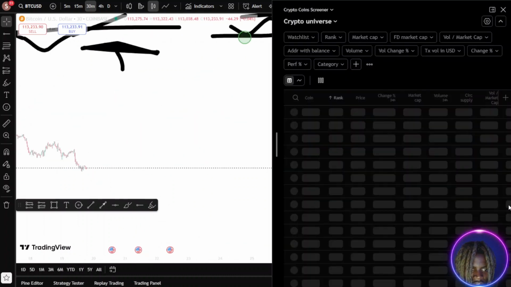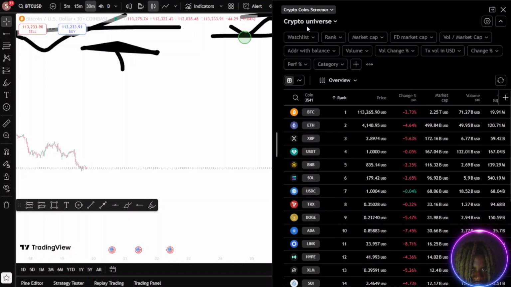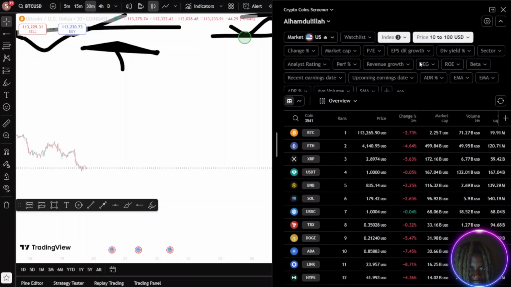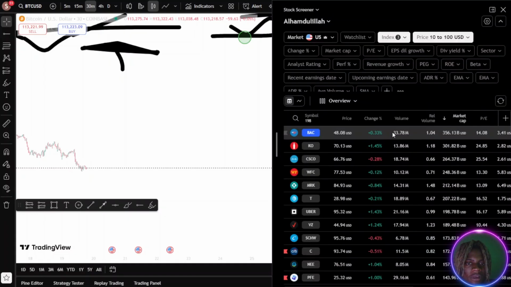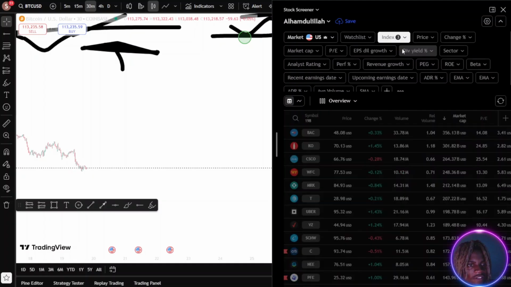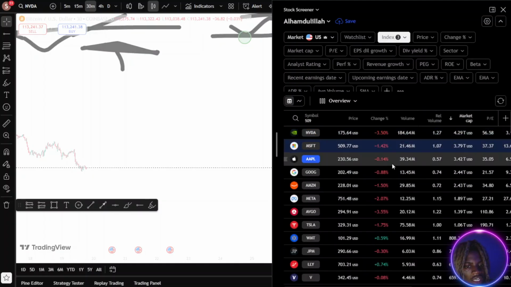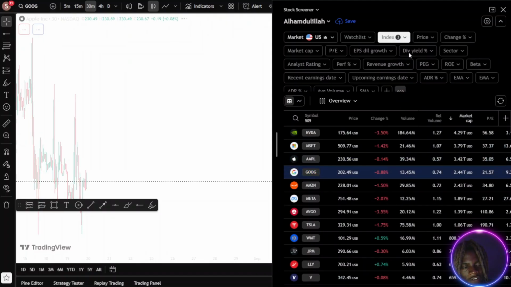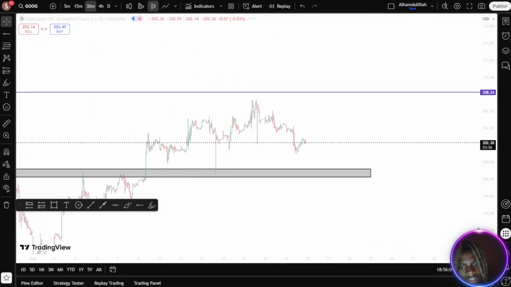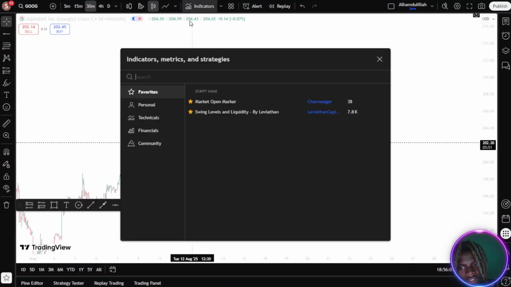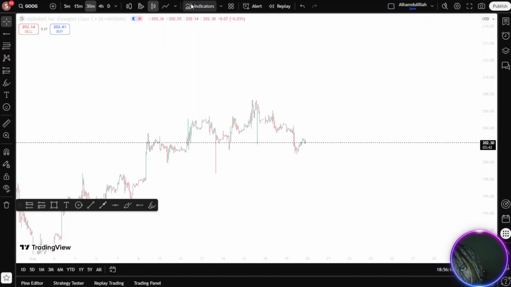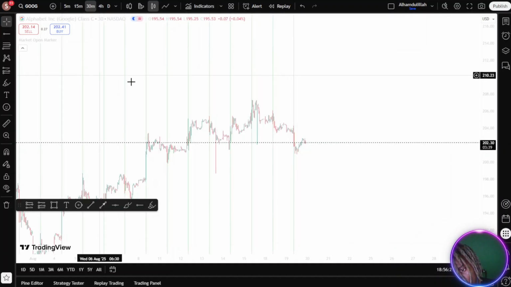And now going over to just the stocks portion here, and it's all going to make sense. Stocks is going to be a little bit more manipulated. For crypto, you have to look at global levels, but for stocks, you can do a little bit more cool stuff with manipulation. On stocks, it's going to be this indicator called Market Open Marker by ChartMeter. This is the only indicator I use, and it shows me when the market opens.